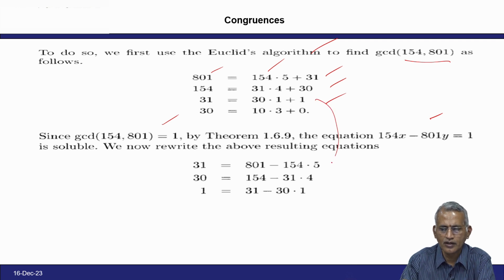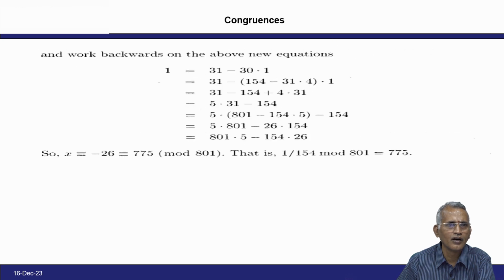From this, 31 can be expressed as 801 minus 154 into 5, 30 can be expressed as 154 minus 31 into 4, and 1 can be expressed as 31 minus 30 into 1. Going back, 1 is 31 minus 30 into 1. So, 31 minus this can be expressed as 154 minus 31 into 4, into 1. Therefore, 31 minus 154 into 1 plus 4 into 31.